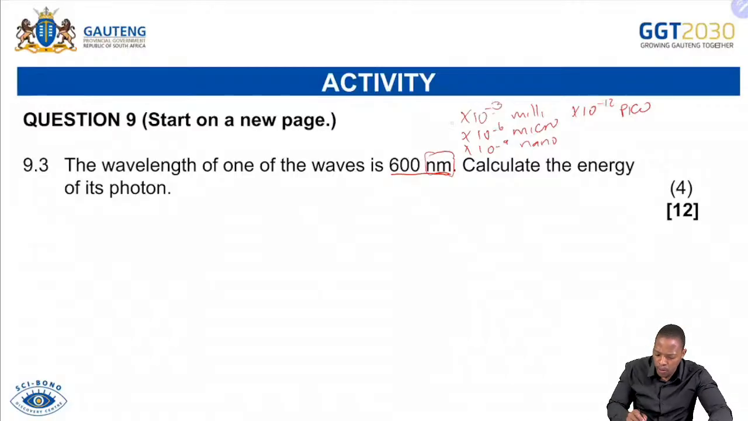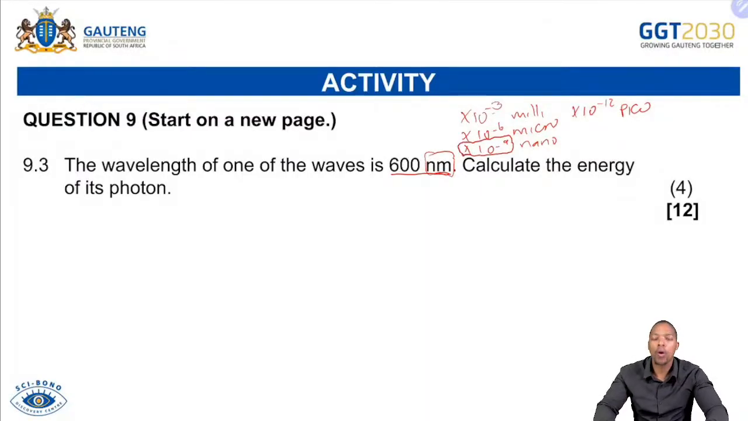Okay, but for now, the ones that are most applicable here, because we're talking about very, very small distances, we're talking meters, we're talking nanometers, millimeters. It's actually usually nano. It could also be pico there. So you have a wave of 600 nm, which stands for nanometers, and nano is an SI prefix that represents times 10 to the power of a negative 9 there. That's the first thing about this question.